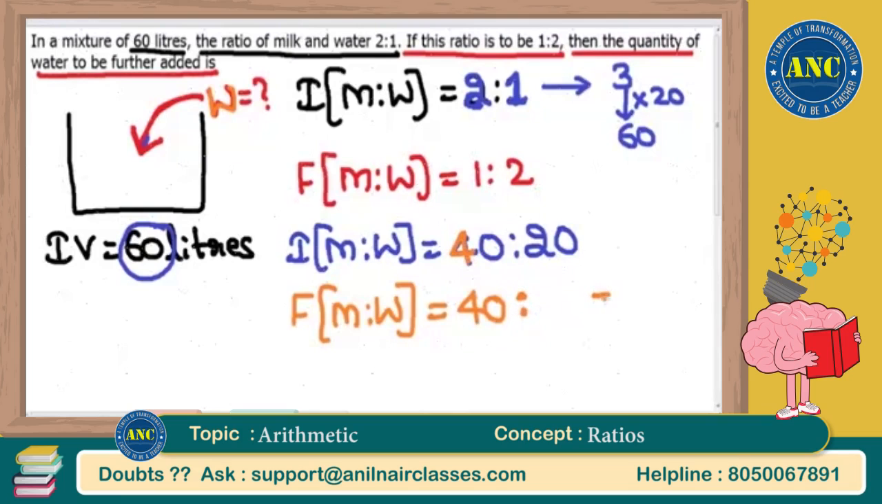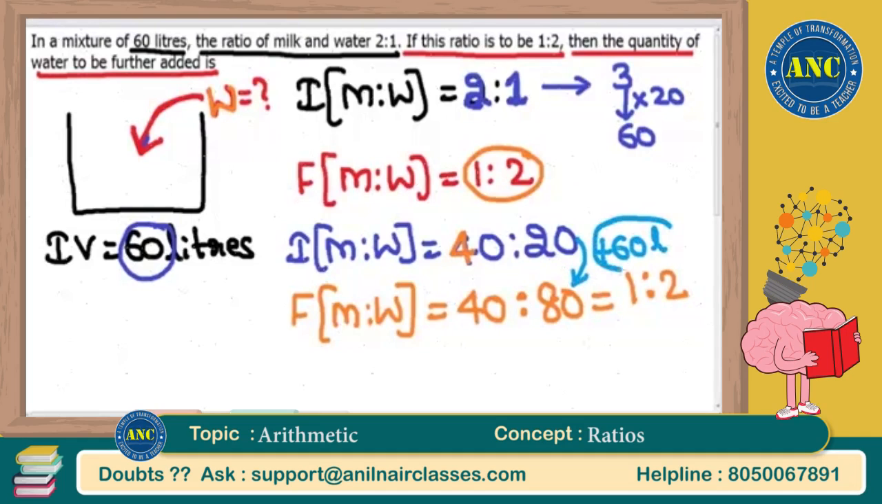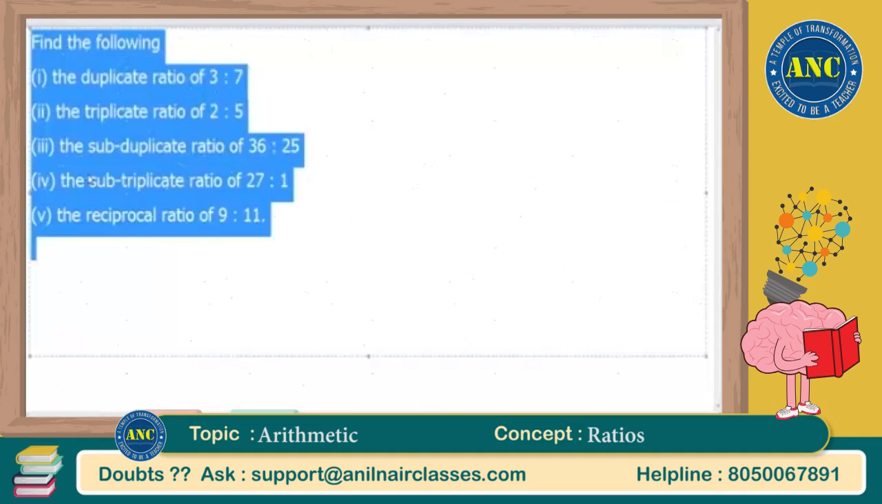40 is to something should give me the final ratio as 1:2. 40 is to which number is 1:2? 40 is to 80 is 1:2. Now, initially there was 20 liters of water. Now there is 80 liters of water. 20 is becoming 80. How much water is added? 60 liters. Whether it's an easy or a difficult question.